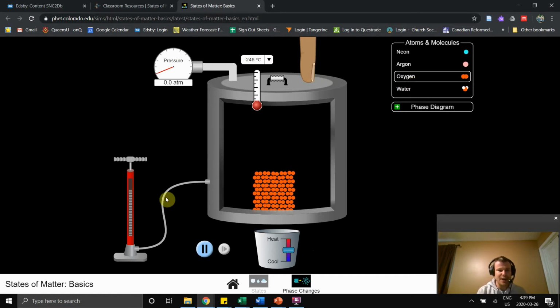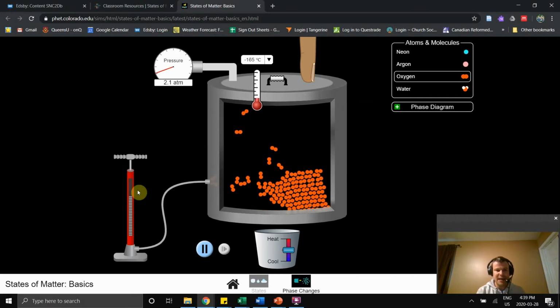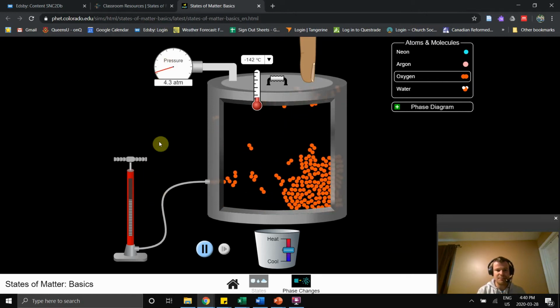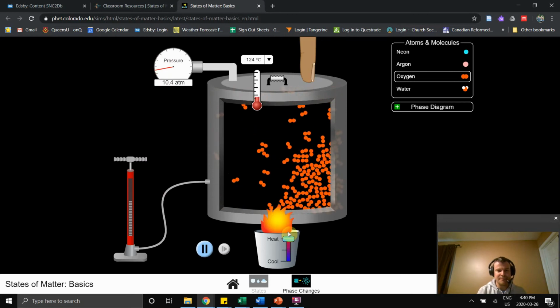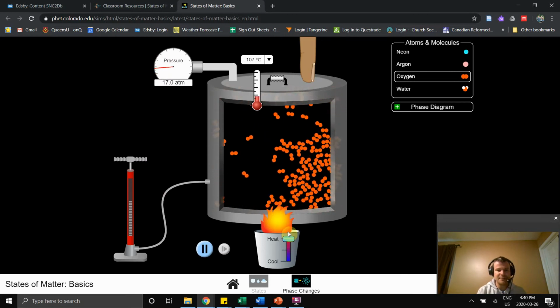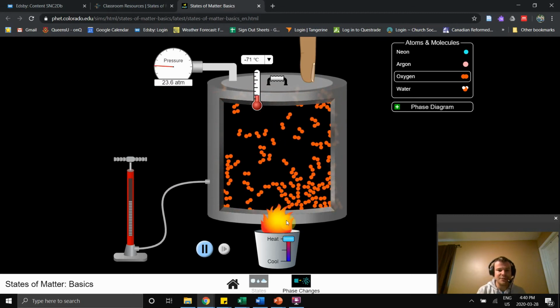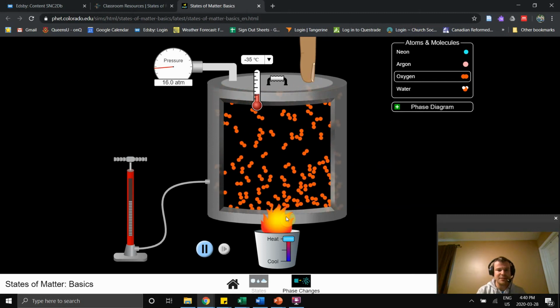So what happens when I increase the pressure? I'm going to pump more oxygen molecules in here, like using this bicycle pump apparatus. And what's going to happen? I'm actually increasing the pressure. You can see that on the top on the pressure gauge. I'm also going to heat this up. See what that does. So we're now trying to get up to room temperature, 20 degrees Celsius. See what that does.